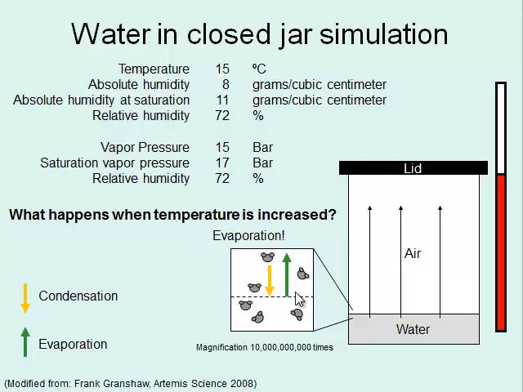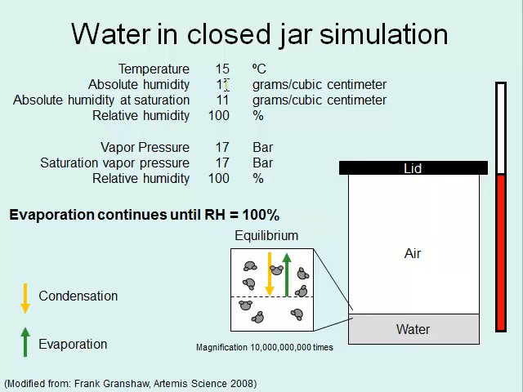So at this point, as the temperature is increased, we see that there's more evaporation happening. We're taking water molecules from the water, evaporating them into the air, putting more molecules in that air. So we're increasing that vapor pressure and causing this change to happen. Now, when we continue this process, things come to a new equilibrium. We see our new absolute humidity at saturation is 11, and so we get 100% for our relative humidity, and we have things stable again. So we have that evaporation continuing until our relative humidity is back to 100%.